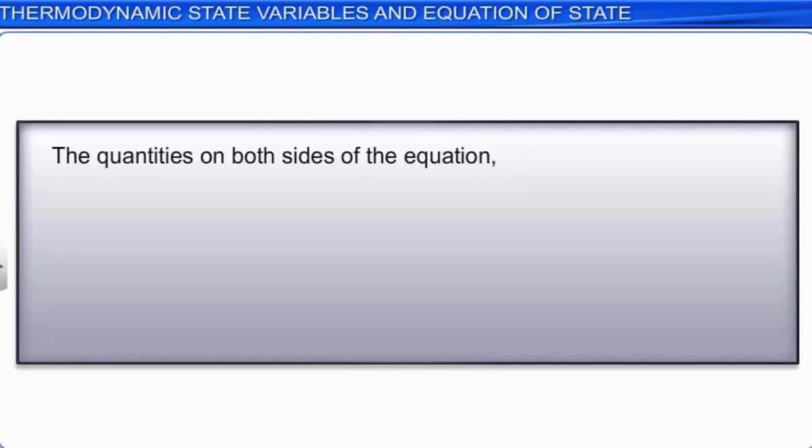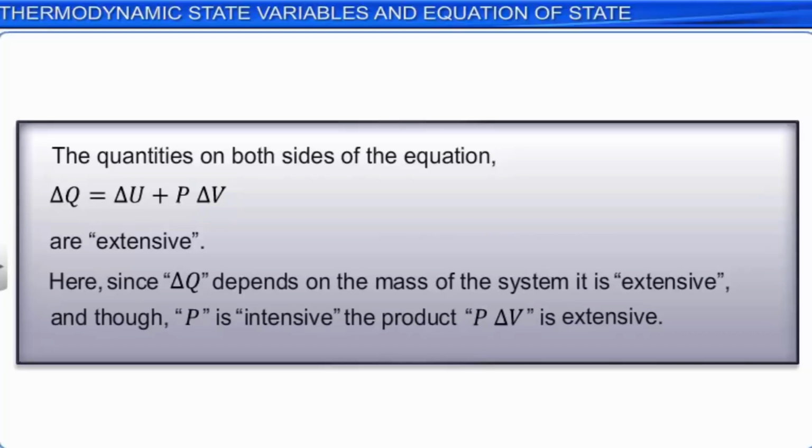Delta Q is equal to delta U plus P delta V, where delta Q is the heat exchanged, delta U is the change in internal energy, P is the pressure, and delta V is the change in volume of a gaseous system. Here, as delta Q depends on the mass of the system, it is extensive, and though P is intensive, the product P delta V is extensive.